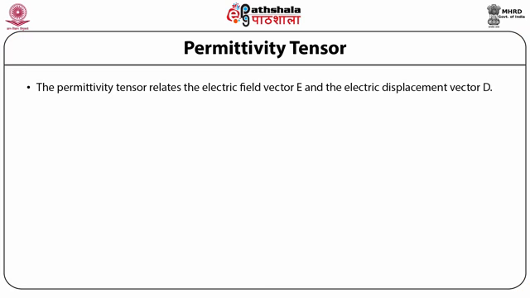So each polarization component Pi is dependent on all three components of the electric field Ej, and by the Einstein notation can be written as Pi equal to epsilon naught chi ij Ej, where i and j can be 1, 2, 3. Here the permittivity tensor relates the electric field vector and the electric displacement vector D as Di equal to epsilon ij Ej, and thus defines the dielectric properties of the crystal.